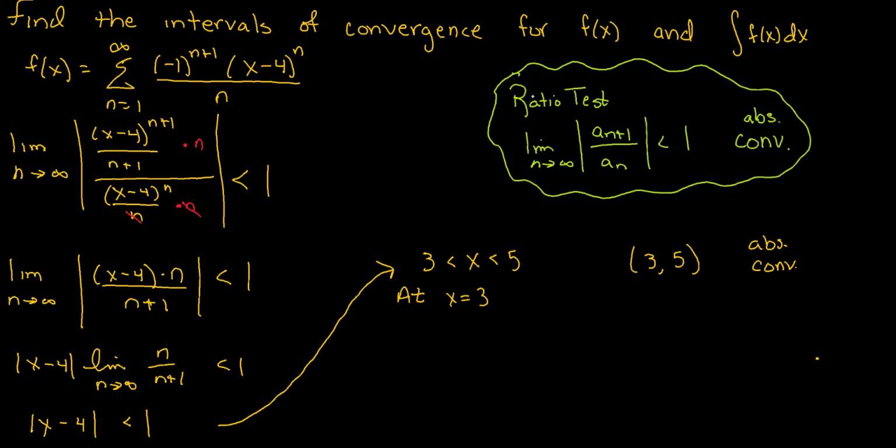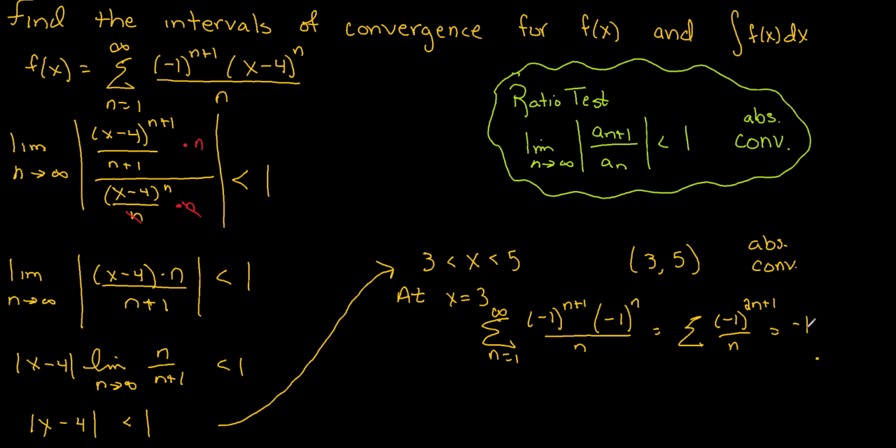So at x equals 3, if I were to plug in 3 into my series, I would have the series n goes from 1 to infinity of (-1) to the n plus 1. x minus 4 is -1, so I've got a (-1) to the nth, all over n. And what that boils down to is (-1) to the 2n plus 1 over n. That's just my harmonic series. 1 over n is my harmonic series.